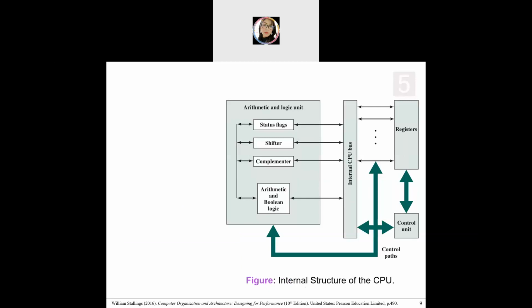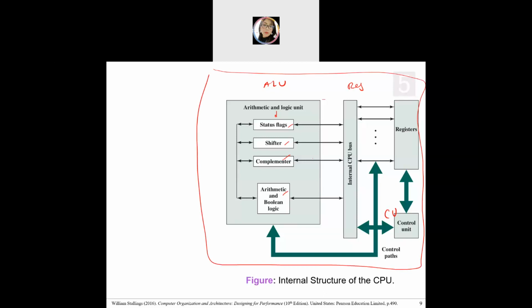So this is the internal structure of your CPU. You have the ALU, also arithmetic and Boolean logic. This one is under your ALU. What else do you have in your ALU? You have the status flag, shifter, complementer, and also arithmetic and Boolean logic. And then what else do you have? You're going to have also the register and also the control unit, CU. So this is your register.